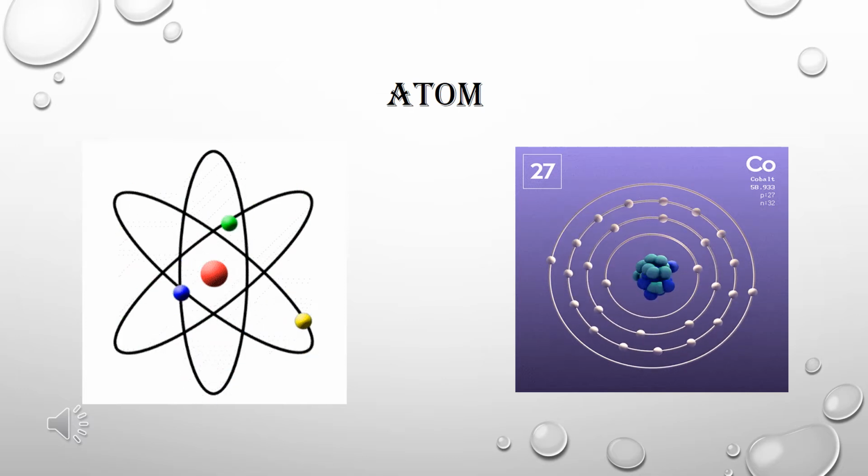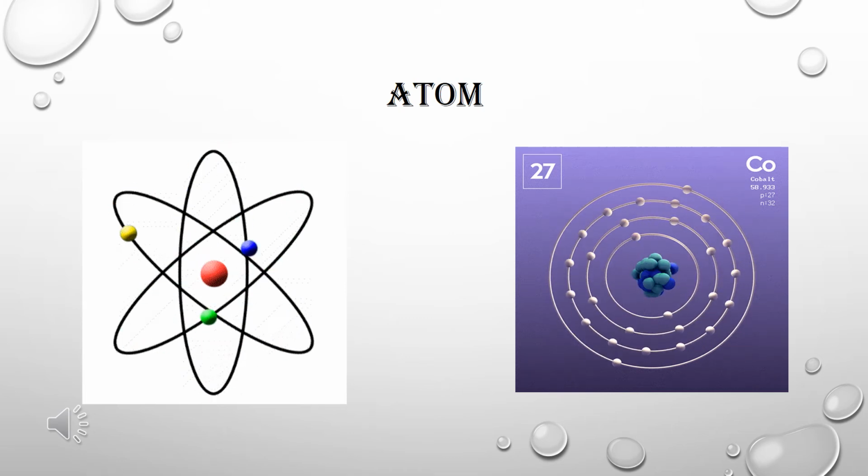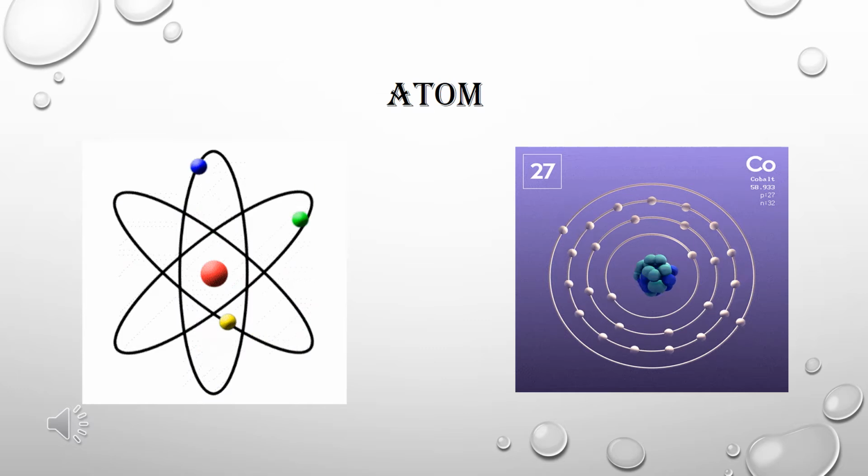However, the number of protons and electrons in an atom are the same. Thus, an atom is electrically neutral. Here, one of the atoms is of cobalt, and you can see that 27 is the atomic number of cobalt, and it has the same number of protons, that is 27, as well as the same number of electrons in the orbits, which is also 27. So they cancel the effect of each other, and electrically this cobalt atom is a neutral atom.